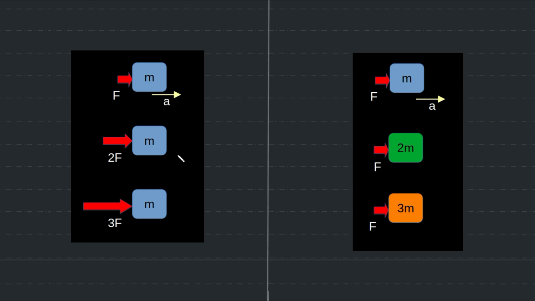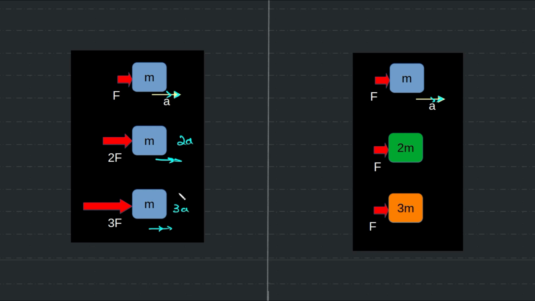Okay guys, so my question was, this is the mass, same mass in all of these three cases, but the forces are different. If the acceleration in the first case is A, in the second case the acceleration will be 2A. In the third case, it will be 3A. Why? The force is increasing from F to 2F, so the acceleration will double. Here the force is increased from F to 3F, so the acceleration will triple.